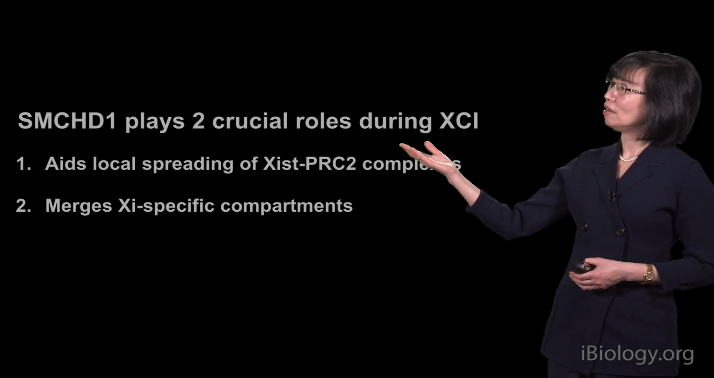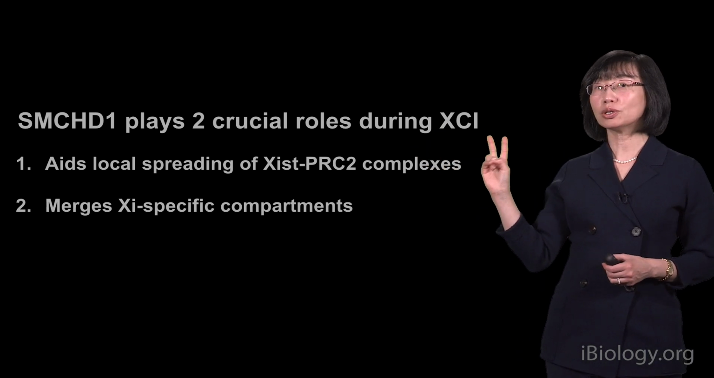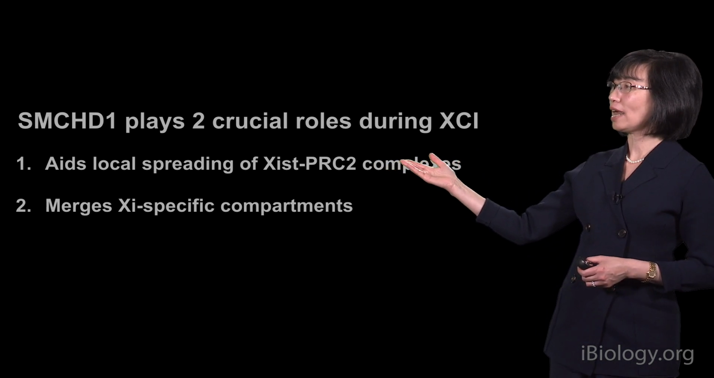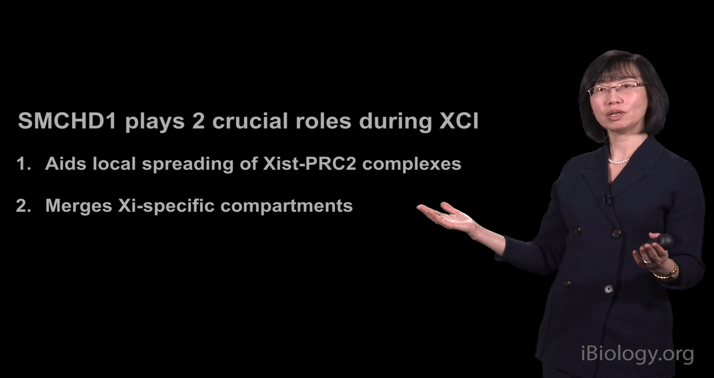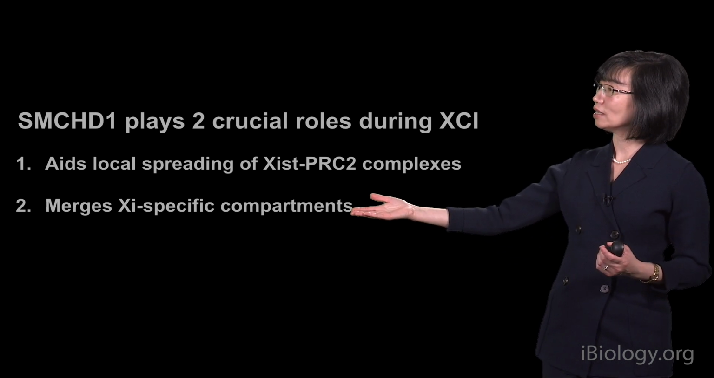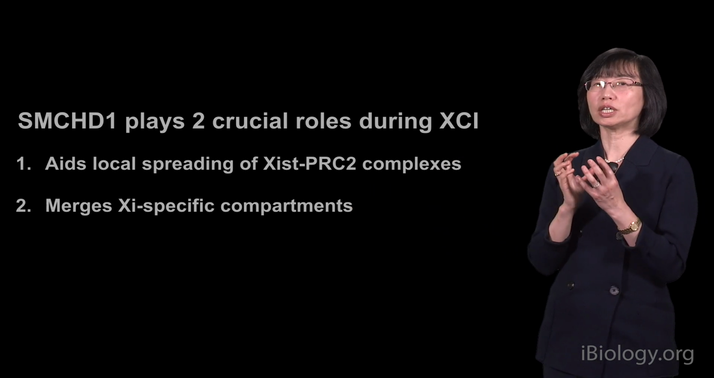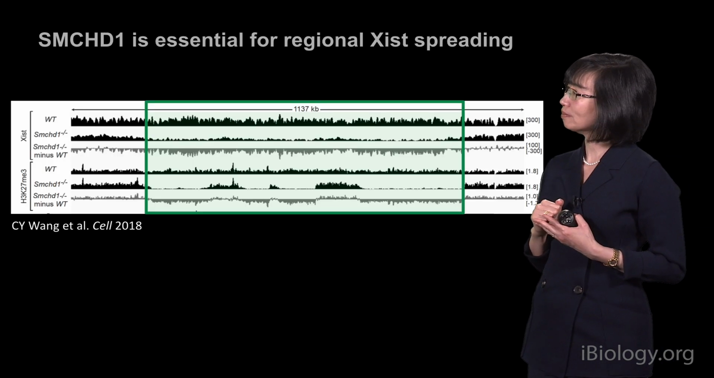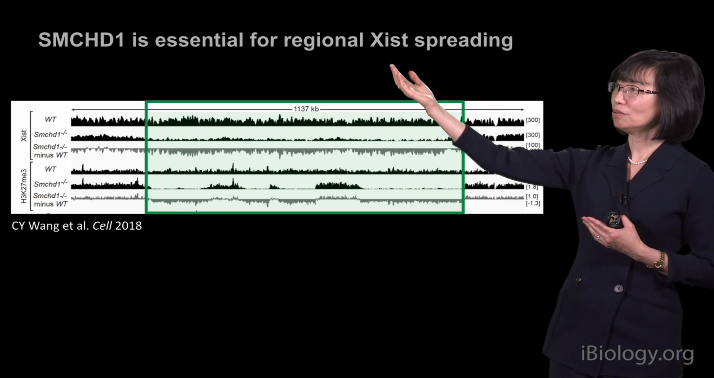So it turns out that SMCHD1 plays at least two important roles during X inactivation. In the first, it's aiding the local spreading of Xist and PRC2 complexes. And in the second, it's merging these inactive X-specific compartments. Okay, so here's the first role.